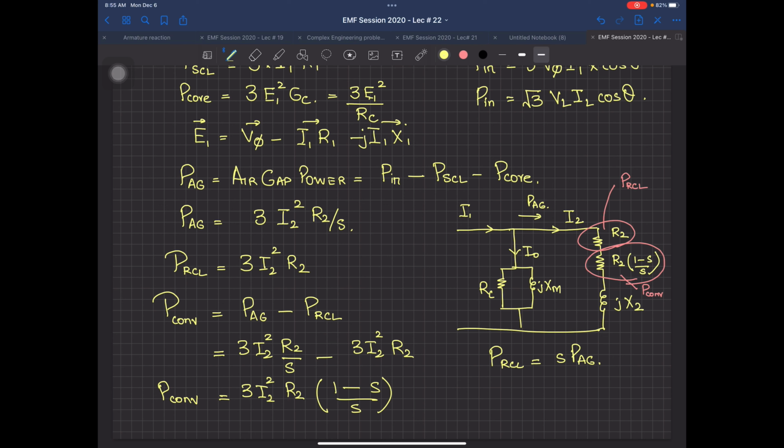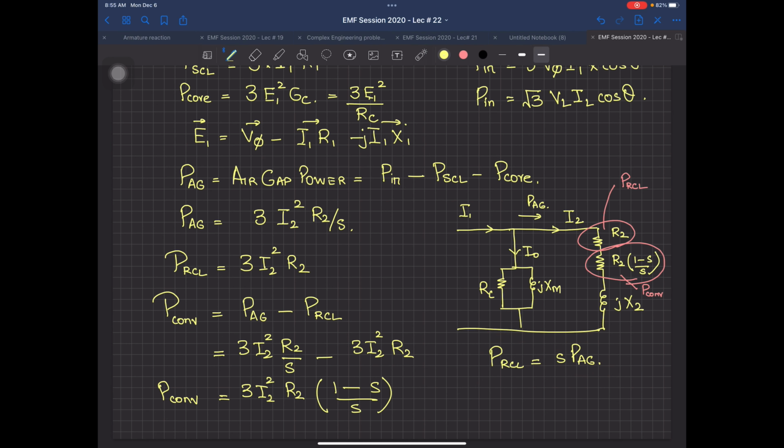And this formula also tells you that as the slip of your machine increases, your rotor copper losses are going to increase. Why? Because more current is flowing towards the rotor, more losses are happening. Because more S means that the motor is being loaded more. So this S is going to increase your rotor copper losses.